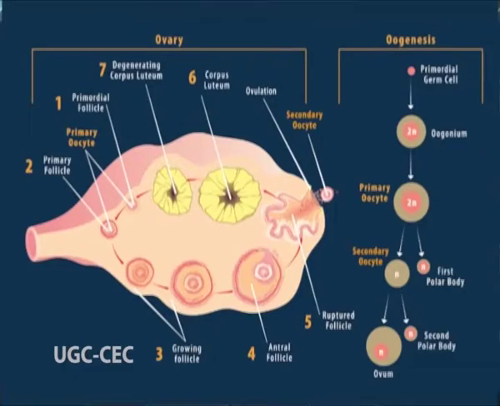Oogenesis occurs in the outermost layers of the ovaries. The cells of the germinal epithelium detach from the surface epithelium and enter the cortex of the ovary. These germinal cells are diploid and are called primordial germ cells. Most of the primordial germ cells are approximately 10 micrometer in diameter.